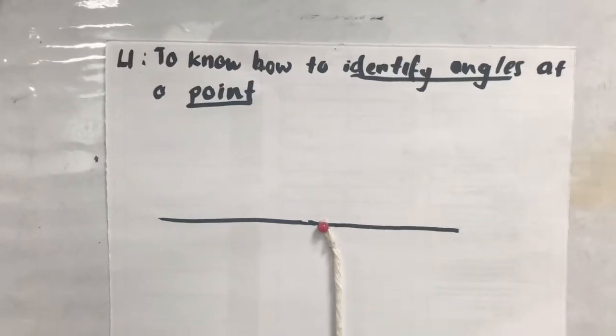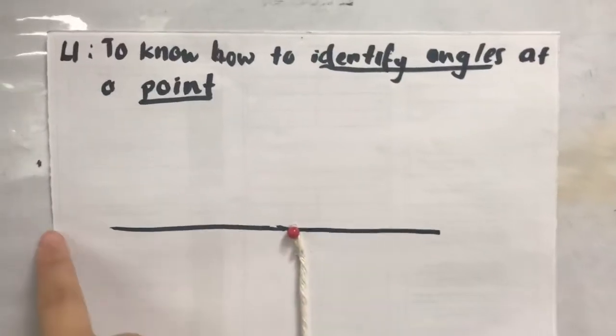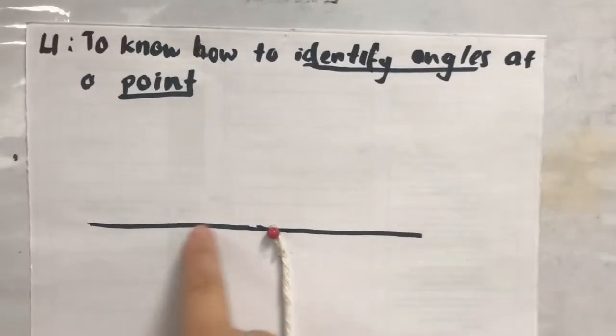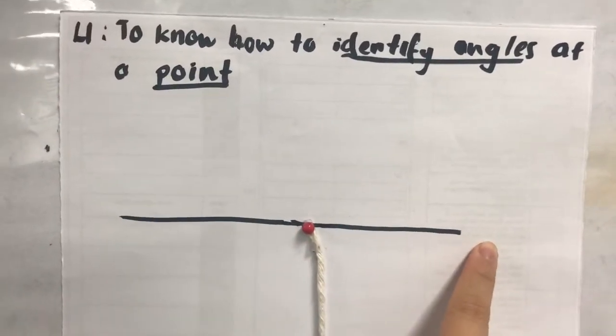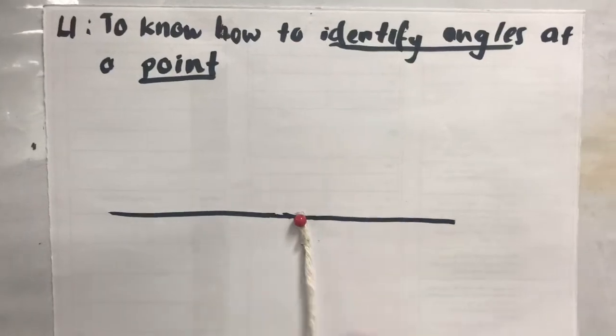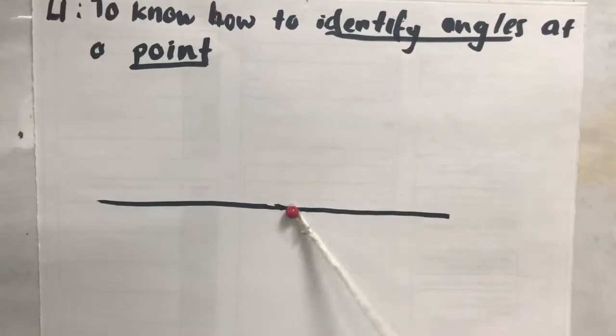Okay, so today we're going to look at identifying angles at a point, and what it really means is that there's just a point on a straight line, right? Altogether there's going to be a straight line, and we know that one straight line is 180 degrees. So what an angle at a point means is that on this point on this line, which is 180 degrees, we can find different angles.